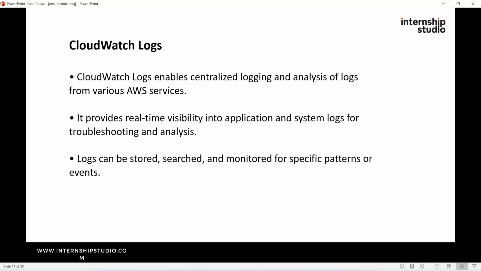So there are some benefits as well. It helps us troubleshoot when there are some events or any challenges. It helps us monitor the performance also. It helps us provide security insights and also helps in auditing and compliance.